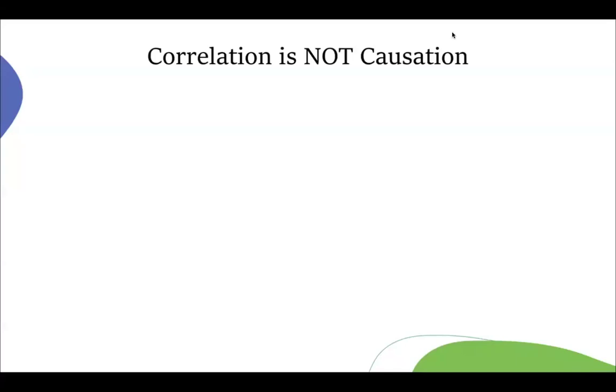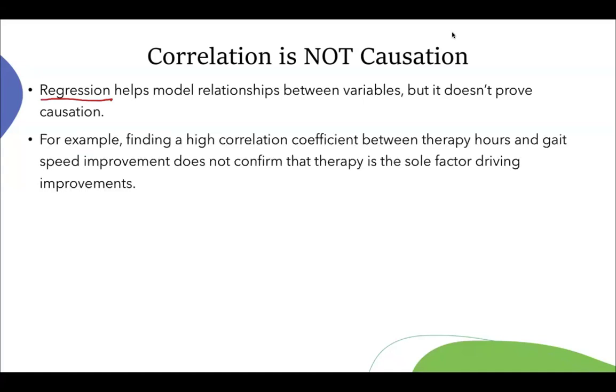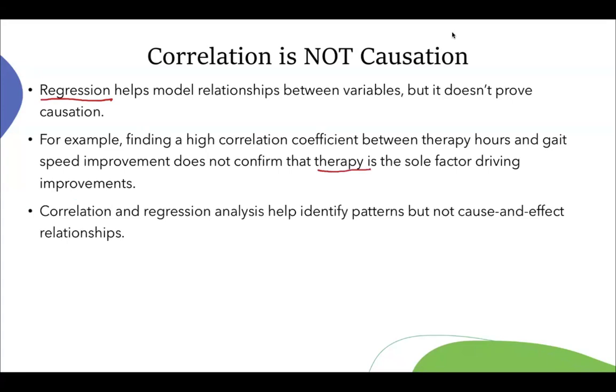Okay, so correlation is not causation. Regression helps us model relationships between variables, but it does not prove causation. Finding a high correlation coefficient between therapy hours and gait speed does not confirm that therapy alone is the only factor driving improvements. Correlation and regression analysis help us identify patterns, but not cause and effect relationships.